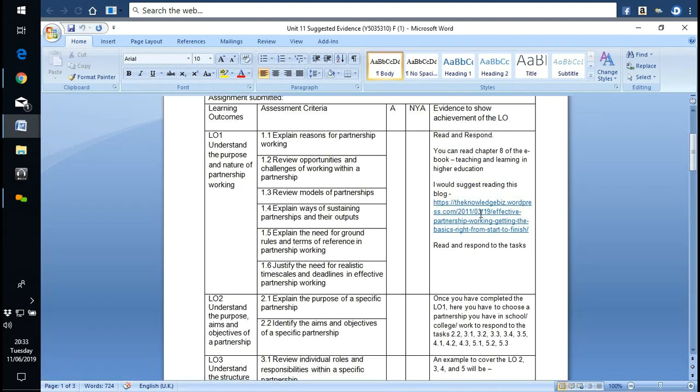Again, there's a hyperlink to a blog, you can have a read on that. Basically it's just partnerships in general terms this is talking about here. Obviously we want to be talking about an educational partnership, but that is the ground rules for it.